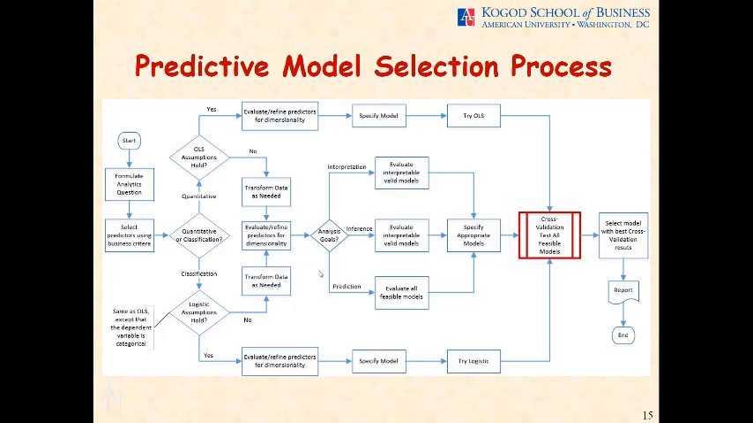So again, we decide whether it's a quantitative or a classification method. If it's quantitative, we go the OLS route. If it's classification, we go the logistic route. Then we test the OLS or the logistic assumptions, and if they hold, we use OLS or logistic, depending on our outcome variable. And if the assumptions don't hold, then we need to evaluate the particular assumptions and select the right transformation or the right model, do some cross-validation testing, and then select the right model.